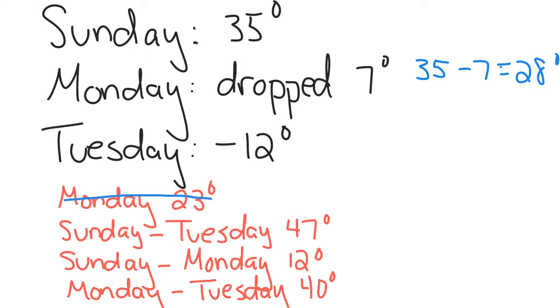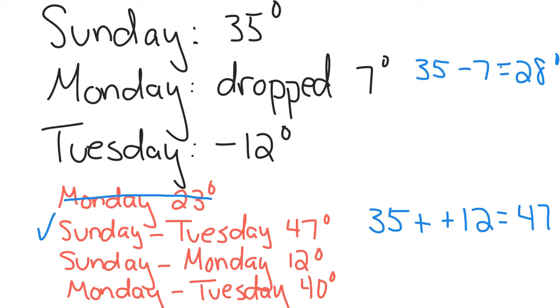Now the next one is Sunday minus Tuesday is 47. Well, Sunday is 35 and Tuesday is negative 12. So when we subtract these, we end up with 47. So this one works.